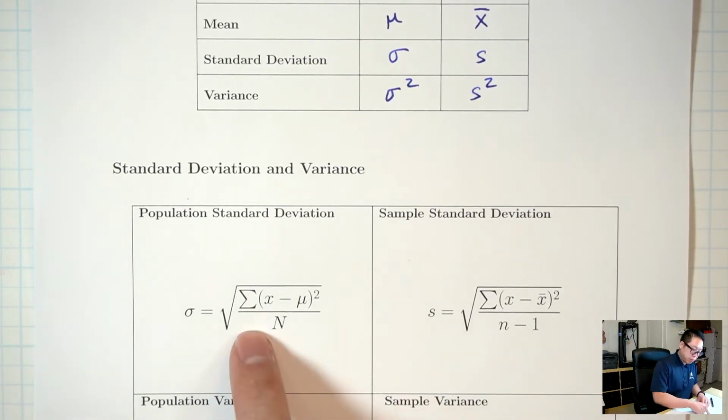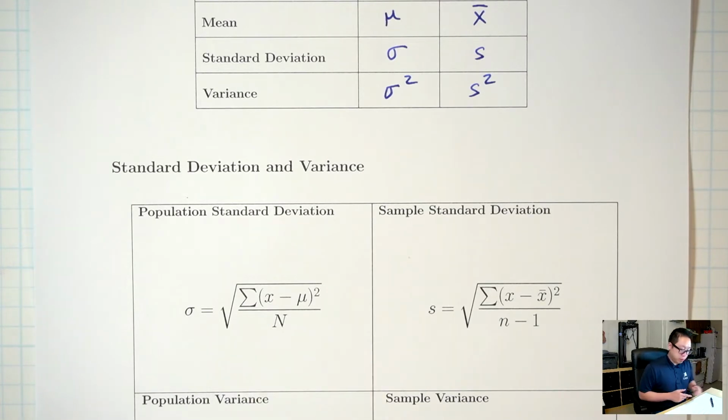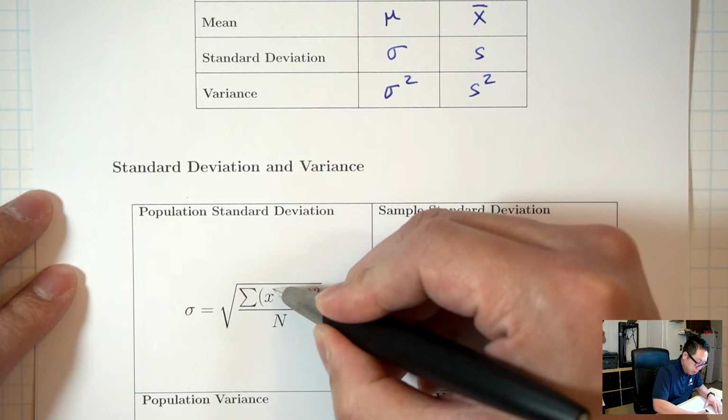Okay, so we have a population version, and then we have a sample version. So let me start off with the population version. Okay, what does this big equation mean? Let me start with this x. So this x is your data.